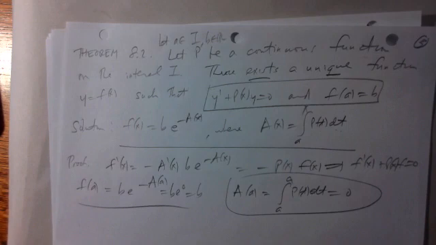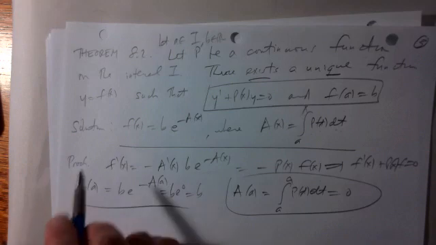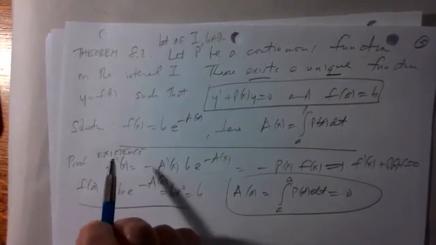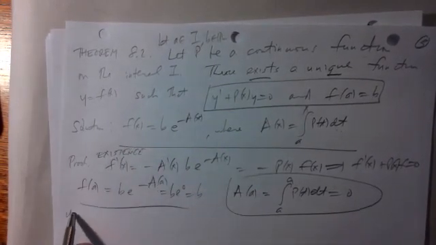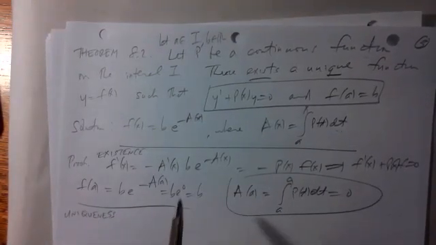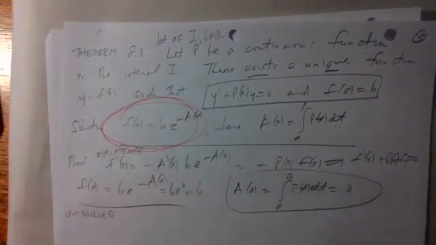Are there any questions about that? This is basically just freshman calculus. But you really have to know freshman calculus. So this proves existence. And how do we prove uniqueness? How do we prove that this is the only solution?